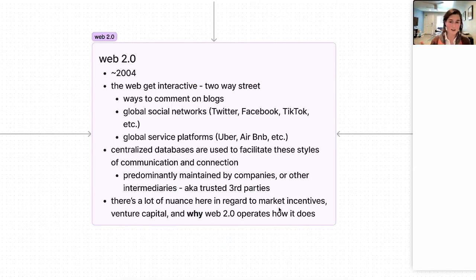The culmination of what this looks like are the massive global social networks that we have, global service platforms, and the predominant way that they organize information and the data that's flowing through these entities is through centralized databases. And those are primarily housed within companies or intermediaries, trusted third parties. And it makes sense that we would have these trusted third parties, intermediaries, because we're negotiating social interactions. There has to be some kind of trust.